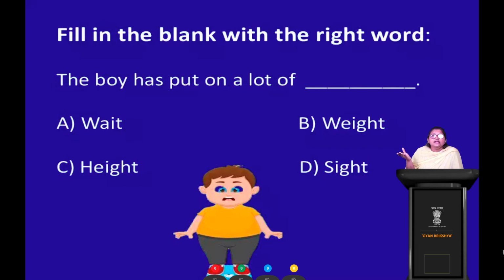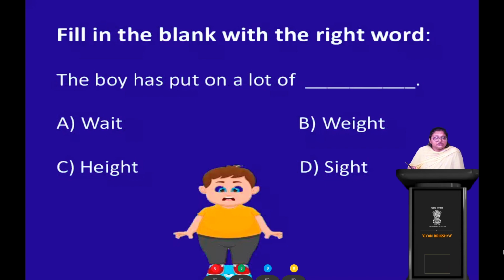Weight, meaning the boy has gained weight, that is what it is trying to say. So those who opted for option A or C, it's wrong. Why? Because option A, weight, although the pronunciation is the same, means to wait for someone. So this doesn't go with the sentence. And then option C, height: the boy has put on a lot of height. No. You might say the boy has grown taller in height, something like that, but it will not go with the sentence. So the correct option is option B: the boy has put on a lot of weight.